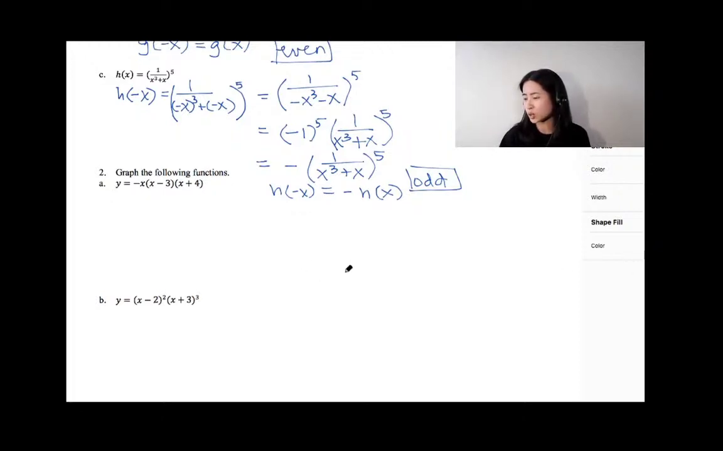So for number 2, it says graph the following functions. You have y is equal to negative x times x minus 3 times x plus 4. Okay, so we're just going to do a recap with multiplicity and degree, and also the sign of your leading coefficient. So those are the 3 things you have to remember if you're graphing functions, and specifically polynomial functions, right? So this is a polynomial function.